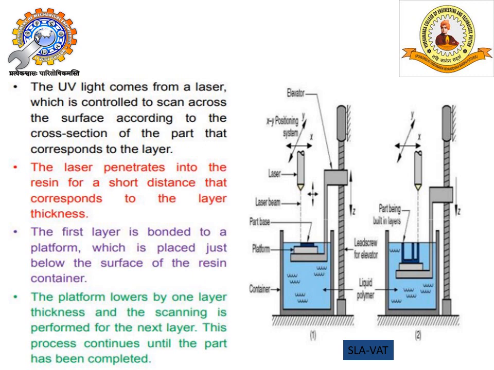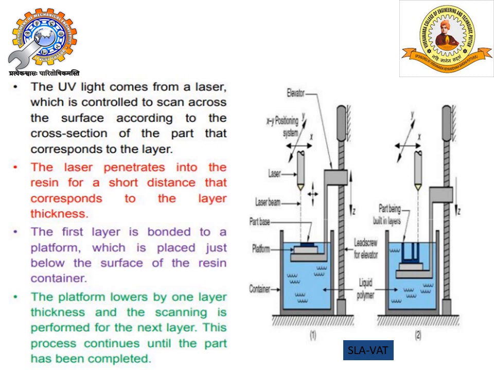So here is a schematic diagram of the SLA process. The container is called a vat, and the vat is filled with the resin. The arrangement is made so that there is a holder, a platform, and the part which is being built, a mechanism for the laser and positioning of this laser, and an elevator mechanism, a lead screw kind of elevator. The vat contains the liquid polymer.